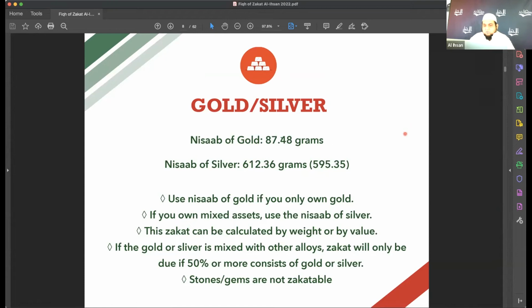So the nisab of gold is 87.48 grams. The nisab of silver is 612.36 grams. Many ulama take this measurement instead, 595.35, and that is a more cautious route, right? I don't have much to say about the amounts. I'm going to explain to you how to use them. But just one note about this 595, I'm going to say this again and again in different things.